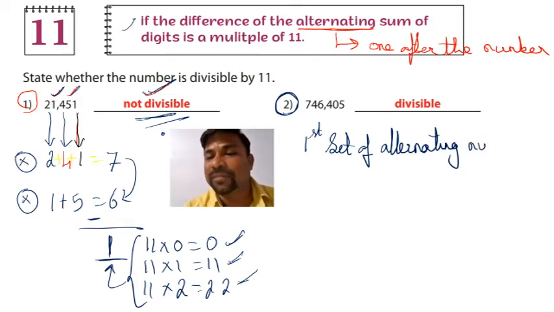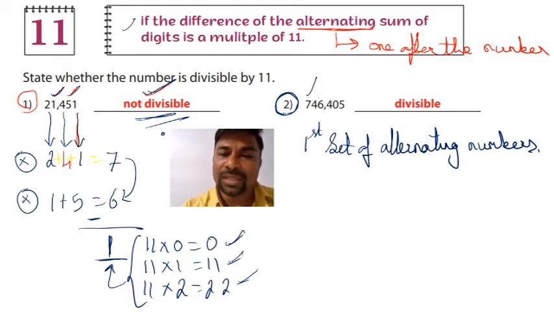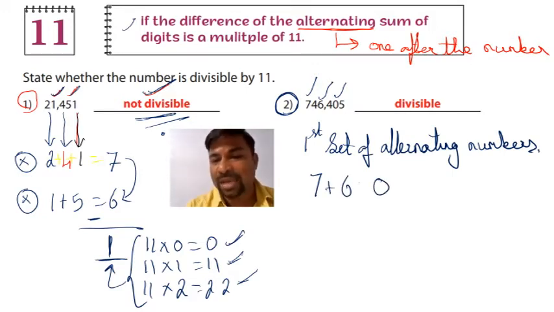Right. Let me take the first set of alternating numbers. Which are those? Let me mark them with blue here. The 7, the 6, and the 0 are the alternating numbers, because I took the first set of alternating numbers. I took 7, and the other one is 6, and the other one is 0. I added up the first set: 7 plus 6 plus 0 is nothing but 13. Yes, we got the first set, which is in the blues.